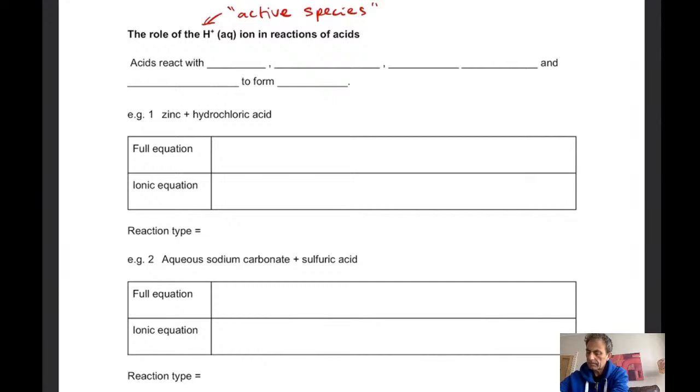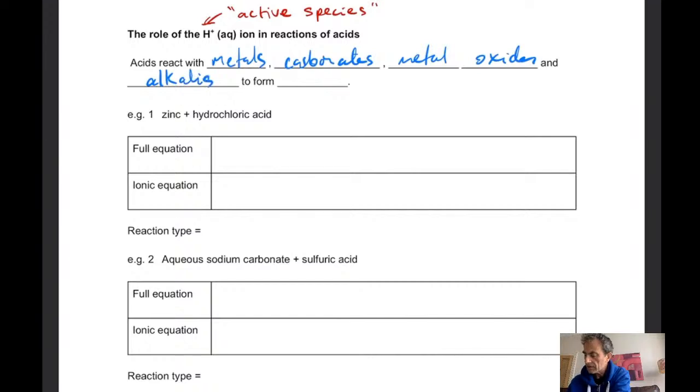Right. The role of H plus ions in the reactions of acids. So this is a bit of revision really from first year. We know that acids react with metals, they react with carbonates, they react with metal oxides, and alkalis, which are metal hydroxides, soluble bases, to form salts.